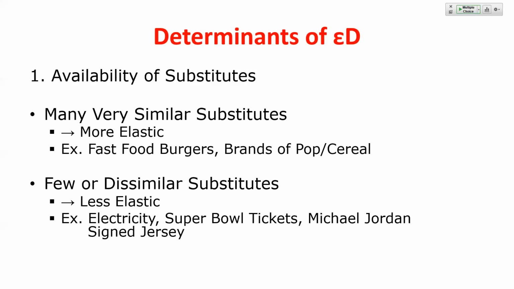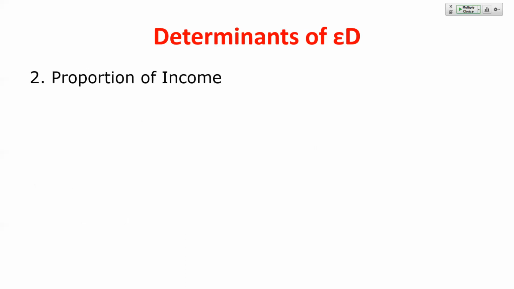So availability of substitutes is one of the determinants. The other is going to be the proportion of your income you spend on that good.